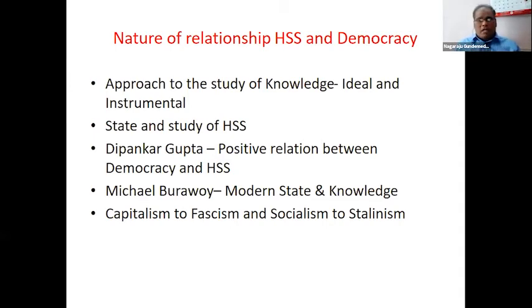So this is where, friends, one of the famous scholars, a famous sociologist from America by name Michael Burawoy, who talks about the nature of the relation between the modern state and knowledge systems, primarily argued that capitalism has led to fascism in most of the Western countries, as well as socialism has led to Stalinism in most of the communist countries.